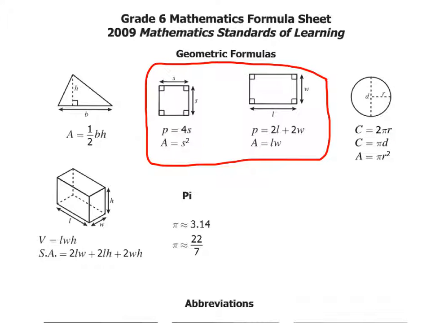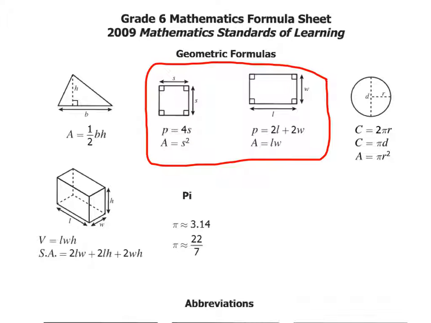This is the formula sheet that's going to be given to you on the day of your SOL. Notice that you have a formula for a square. You also have formulas for the rectangle. To find the perimeter, or the distance around the square, it's 4 S's. An S, an S, an S, and an S. Each S representing a side. So if you take all 4 sides and add them together, you get the perimeter of the square.